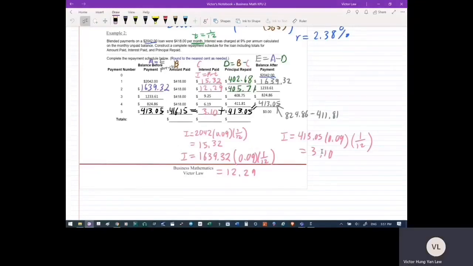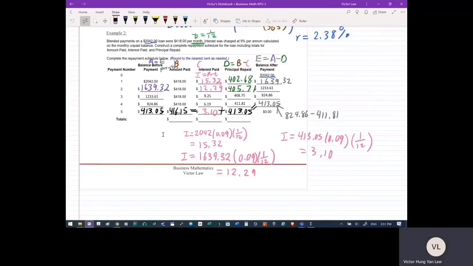Example 2: blended payments on a $2,042 loan were $418 per month. Interest was charged at 9% per annum, calculated on the monthly unpaid balance. Construct a complete repayment schedule for the loan, including total amount paid, interest paid, and principal repaid.